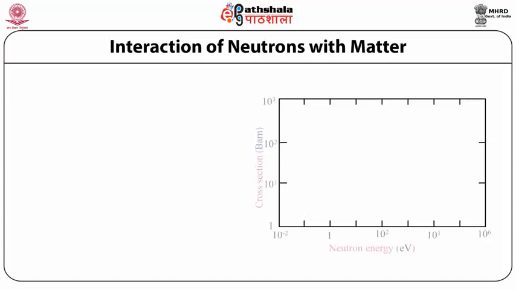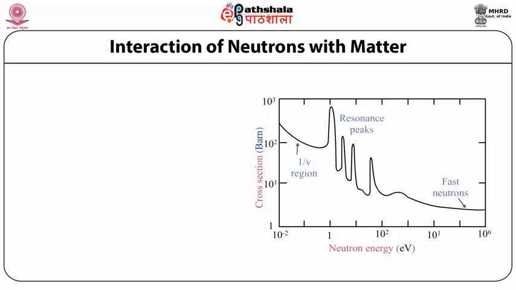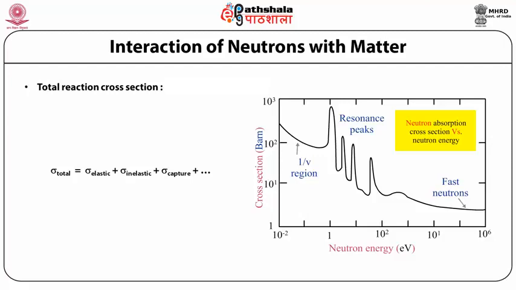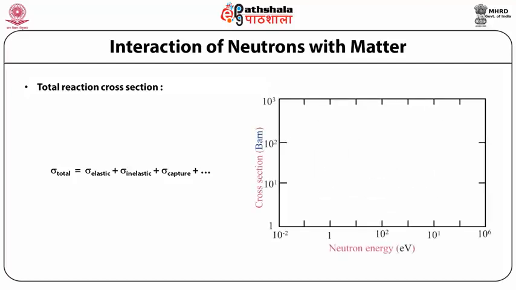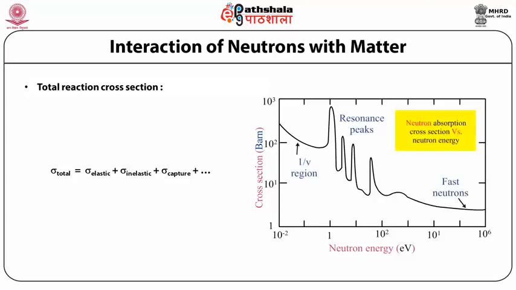Interaction of neutrons with matter. Now we have seen that neutrons interact with matter via a number of processes like elastic scattering, inelastic scattering, neutron capture, and so on. So the total reaction cross section of neutrons in matter is the sum of interactions due to these individual processes. So total cross section sigma total for neutrons in matter is equal to sigma for elastic scattering plus sigma for inelastic scattering plus sigma for capture, and so on.